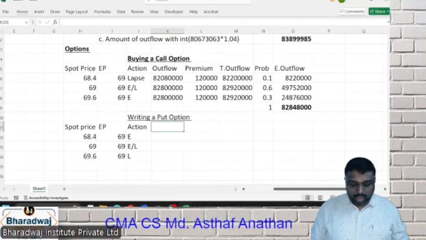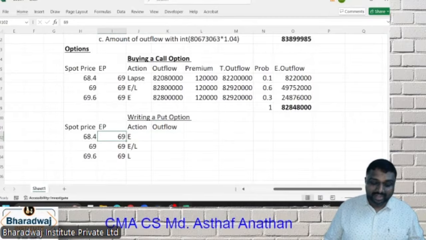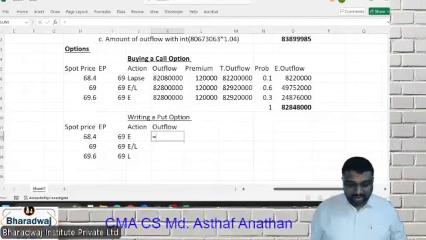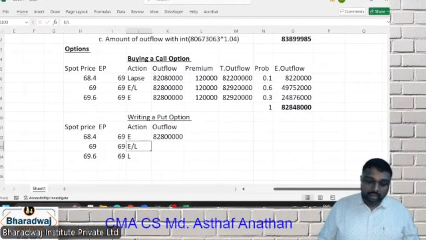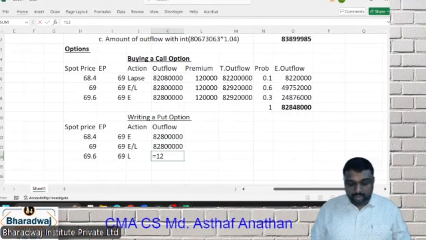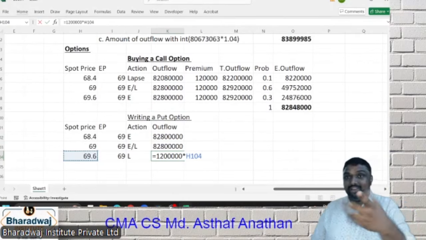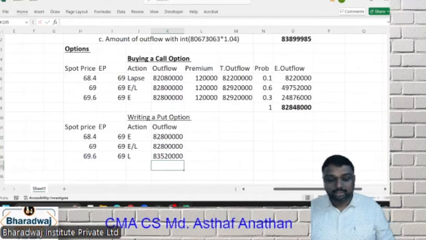So what will be the outflow for you? Since he exercises, you have to buy at 69, so your amount will be 80 to 80. Here, same 80 to 80. Now, when it comes here, it lapses. When it lapses, you have to buy from where? Market. So what is the market price? Higher price, because that person will not sell. He won't want to suffer the loss. So you have to get.